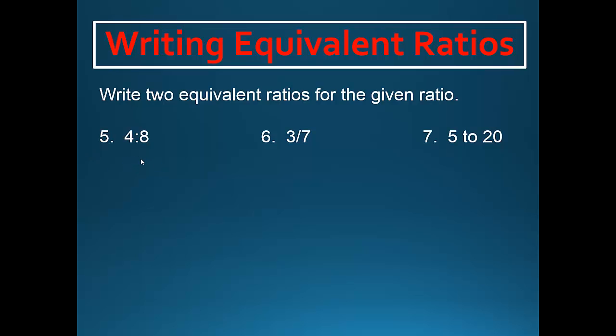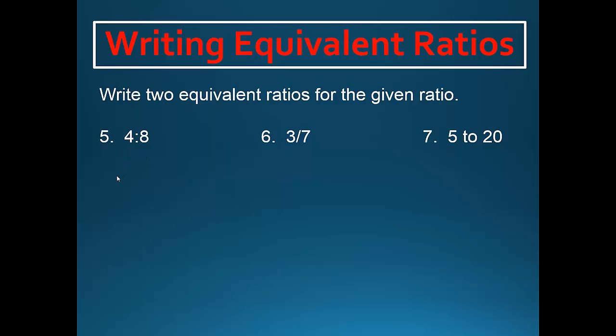When we're writing an equivalent ratio, we can either multiply both of the numbers to get an equivalent ratio, or we can divide both of the numbers. When we multiply or divide, we have to multiply both numbers by the same thing, or divide both of them by the same thing. So let's go ahead and multiply both of these by 2.